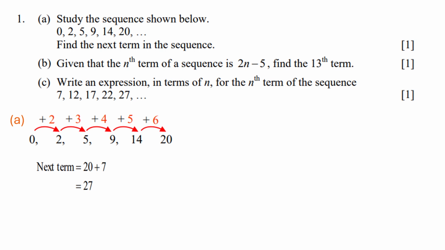Right, so let's examine the sequence. You'll see that 0 plus 2 will give you the second term, and 2 plus 3 will give you the third term, 5 plus 4 will give you the fourth term, 9 plus 5 will give you the fifth one, and 14 plus 6 will give you the sixth one. So for the seventh term, you will have to add 7. So this will be your seventh term.